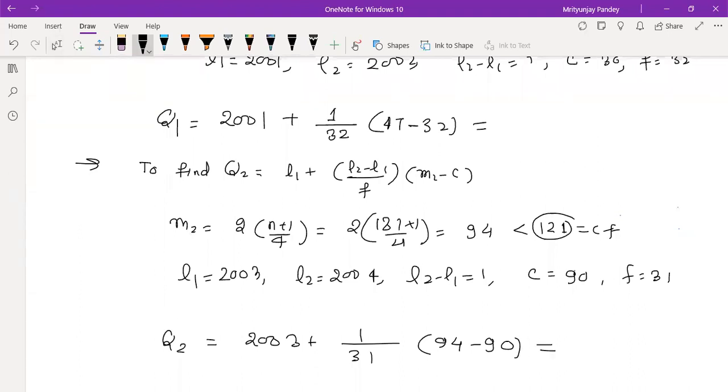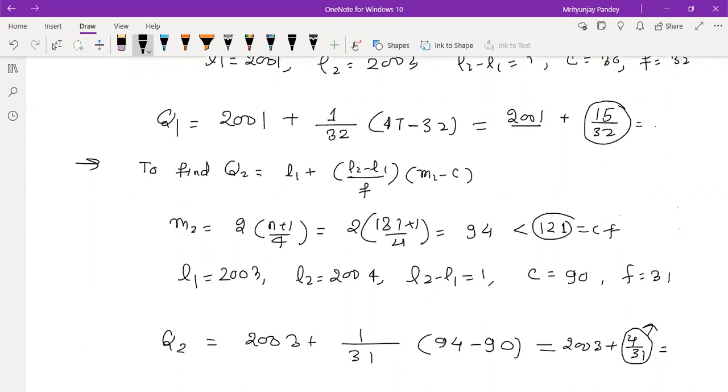Is it clear? Yes, sir. 94 minus 90, that is 4. So 2003 plus 4 upon 31. First of all, solve this calculation. The answer that comes, we will add to 2003, then finally we will get it. Here also 2001 plus 47 minus 32, that is 15 upon 32. Solve this calculation and add with 2001, then we will get the final answer.